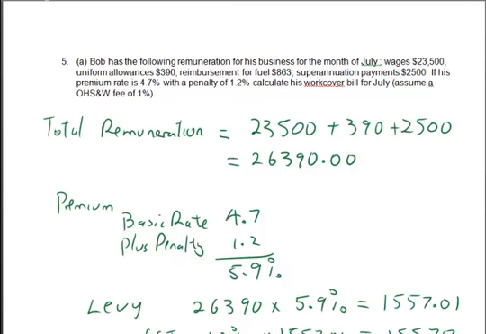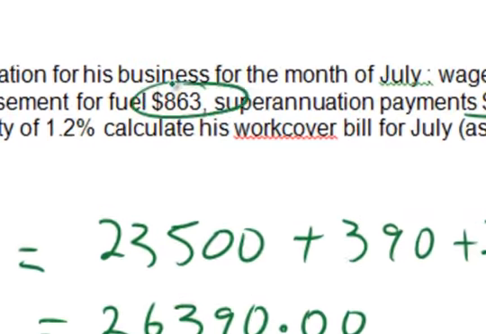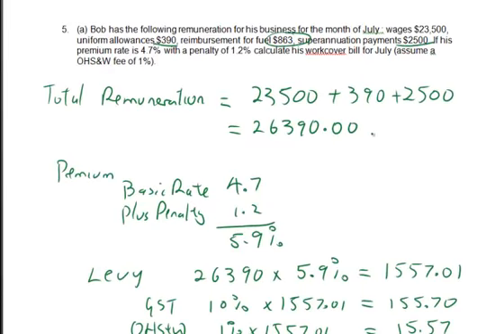Number 5, the last one is, Bob has a business and he's looking at his work cover. So you add in all the stuff for the remuneration, all the stuff that is possibly to be counted. So your wages, your allowances, super, but not this, not the 863, because that's a reimbursement, that's not counted. So his total remuneration for July is 263.90.